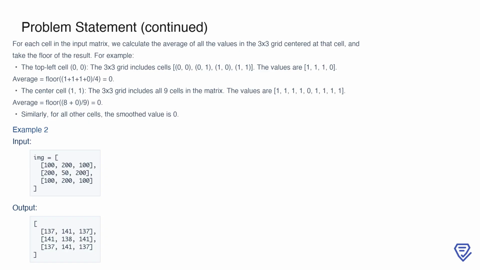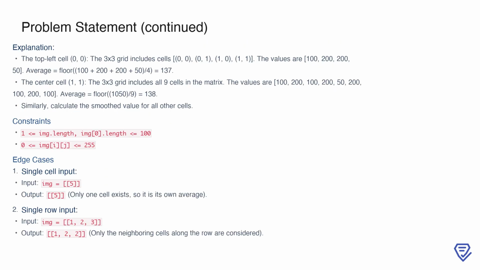For the center cell at position 1, 1, the 3x3 grid includes all 9 cells of the matrix, with values 1, 1, 1, 1, 0, 1, 1, 1, 1. The sum of these values is 8, and dividing by 9 gives an average of approximately 0.89, which floors to 0. Similarly, the smoothed value for every other cell in this example is also 0, resulting in the final output matrix. Now, let's consider another example with a different input matrix.